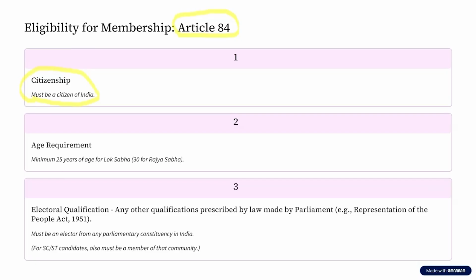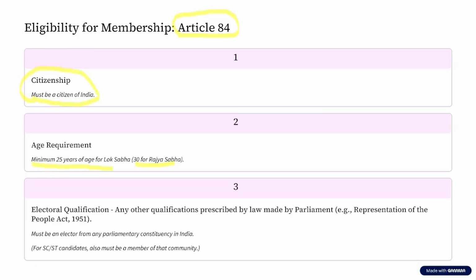Number one. Number two, the age requirement is minimum 25 years of age to contest for Lok Sabha election. Any person whose age has crossed 25 years of age can contest in the Lok Sabha election. Now, what is the age requirement for Rajya Sabha election? It is 30 years.